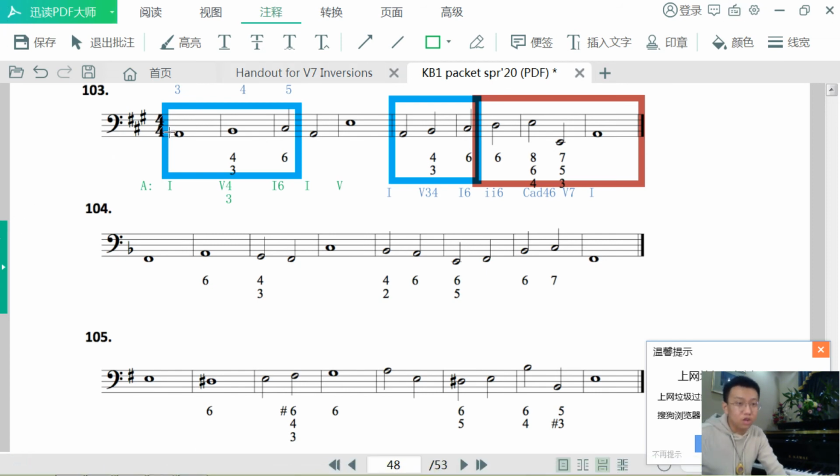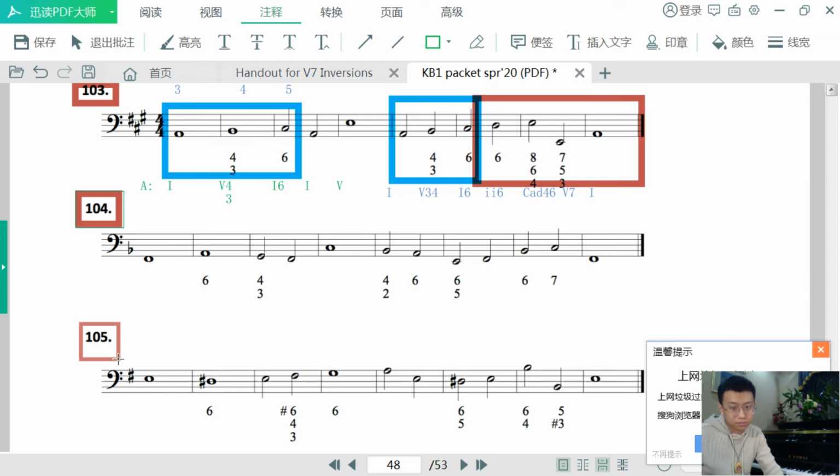So the assignment is to record and play 103, 104, and 105. Okay, so for the 103, if you already wrote it in your worksheet, you can just put the score on the piano and play your solution. If your voice leading is incorrect, I will give you feedback as soon as possible.